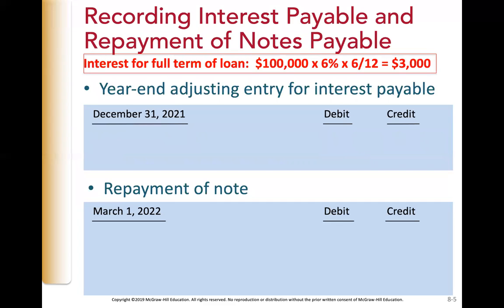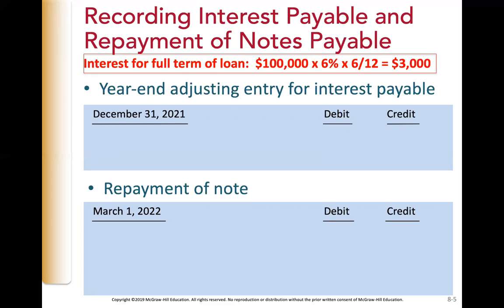Now, recording interest payable and repayment of notes payable. Up here we see the calculation of interest for the full term of the note. $100,000 times 6% times 6 out of 12. It's a 6-month note, so 6 out of 12. Over the entire 6 months of the loan, we're going to owe $3,000 in interest expense. Now, we borrowed this money in September. We don't have to pay it back for 6 months.